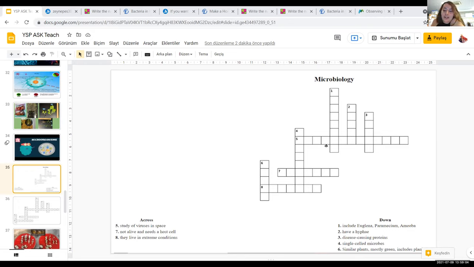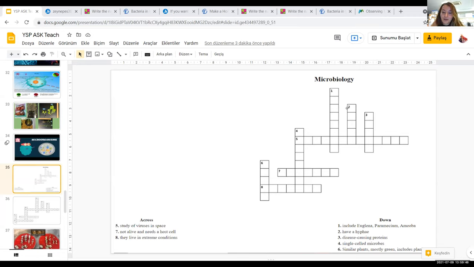Let's start with the first down. Includes euglena, paramecium, and amoeba. What's that? That's the name of this type of microbes: euglena, paramecium, and amoeba. No one knows? Okay, I will start with the first one. Oh, okay, it came. Yeah, protozoa. That's right. And let's go with the second one.